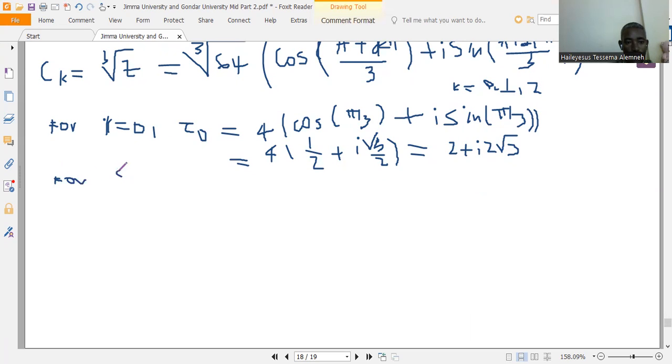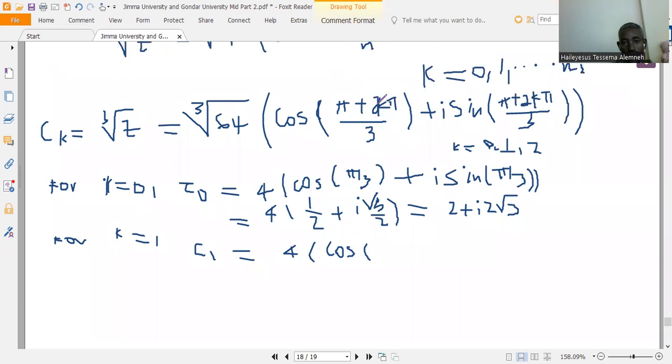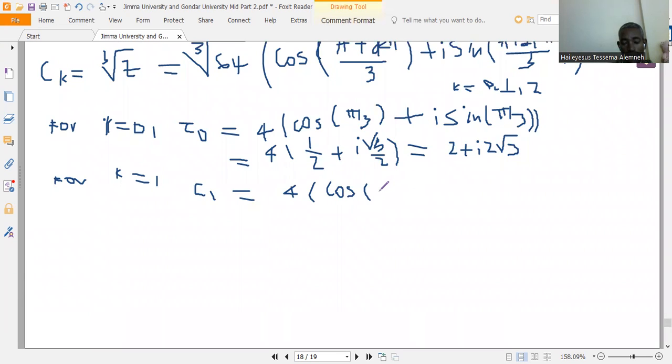Which is the first root for k is equal to 1. C1 is equal to 4 times cos, when you are substituting k is equal to 1, pi plus 2 pi which is 3 pi over 3 which is pi, plus I sin pi.